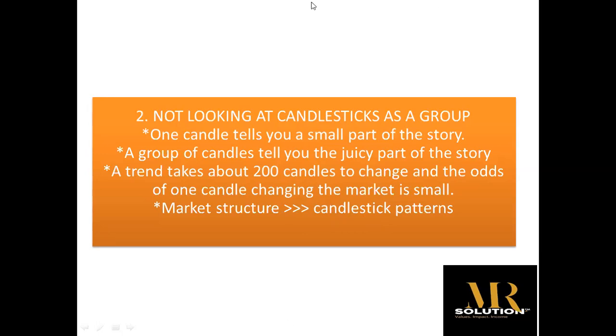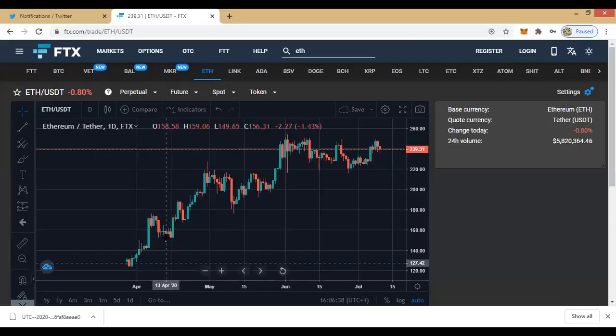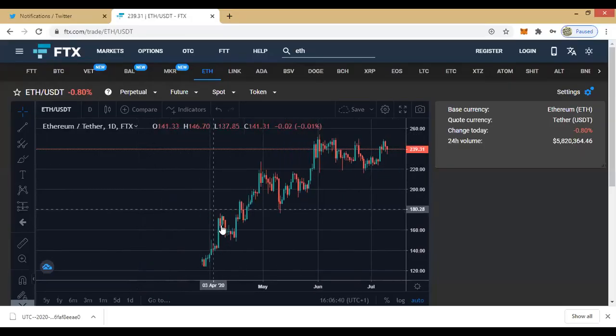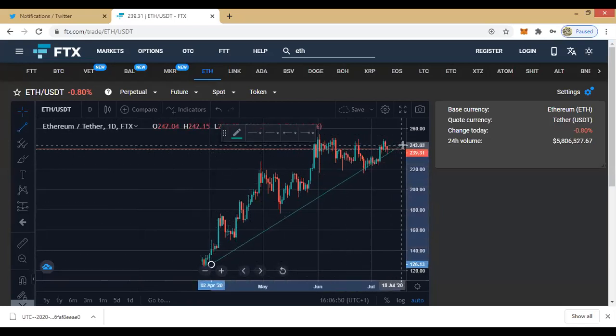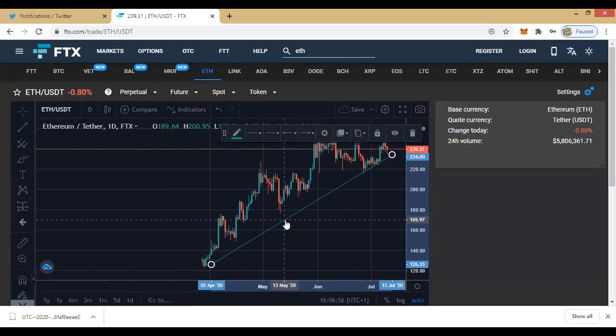Let's go back to the Ethereum charts we are using for our analysis. If you step out of this market, you'll discover that generally this is a bullish market because it's been making a series of higher highs all along.